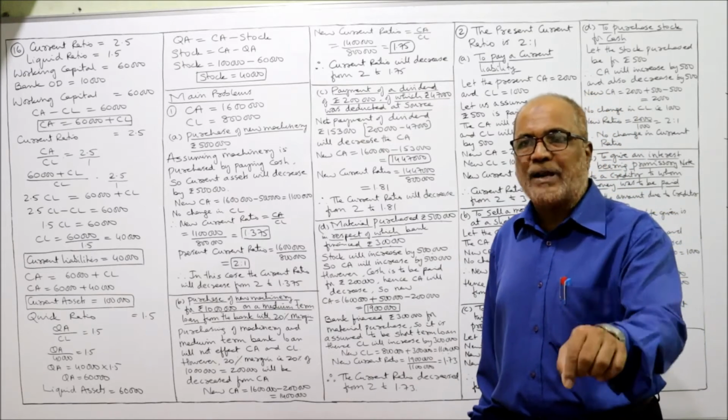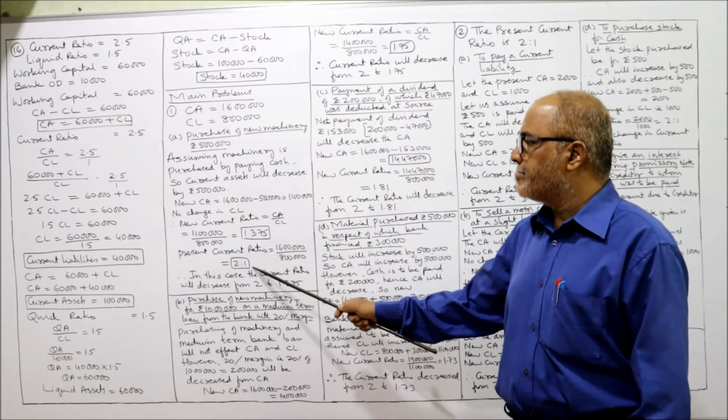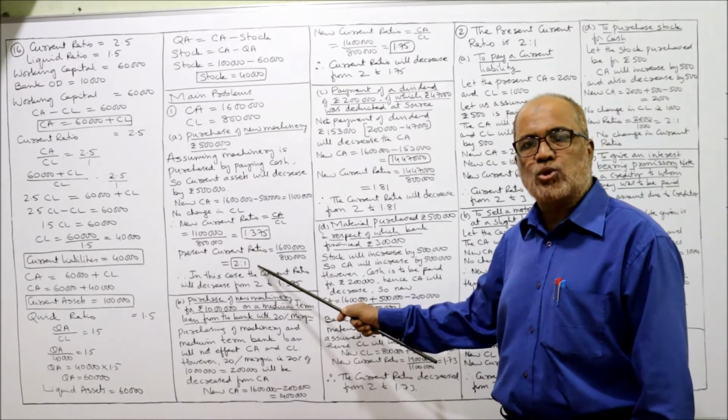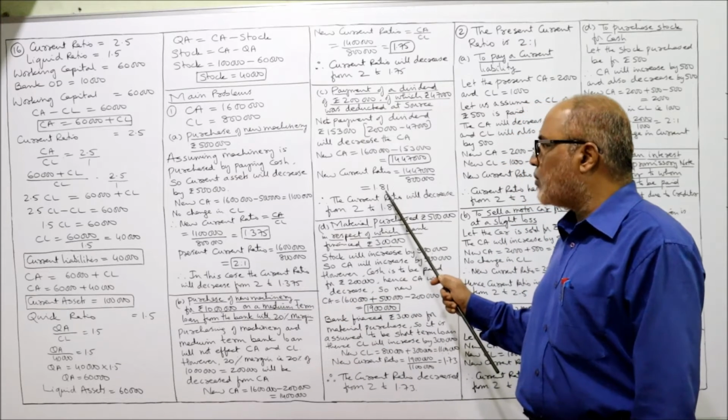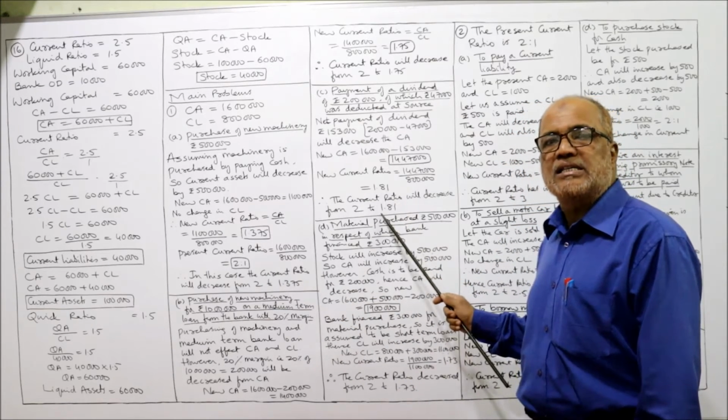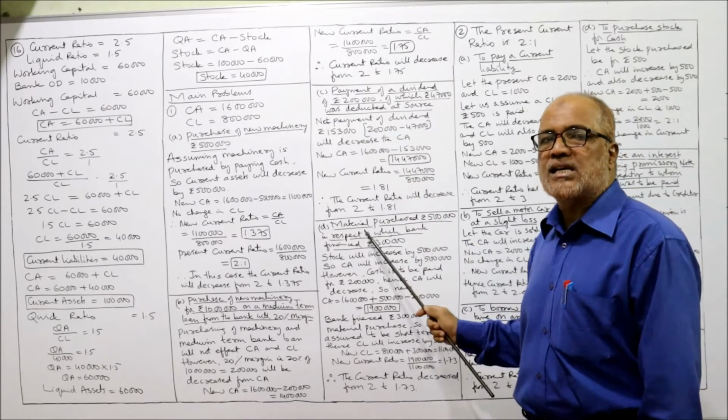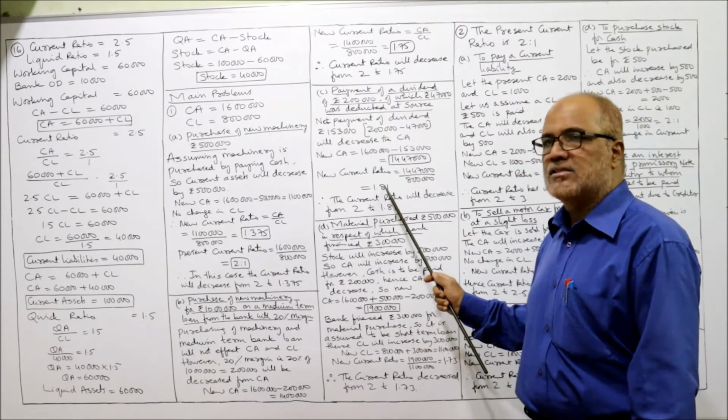So presently we are having 2:1. Present current ratio is 2:1. New current ratio is 1.81. So it will decrease. Due to conducting this transaction, the current ratio will decrease.